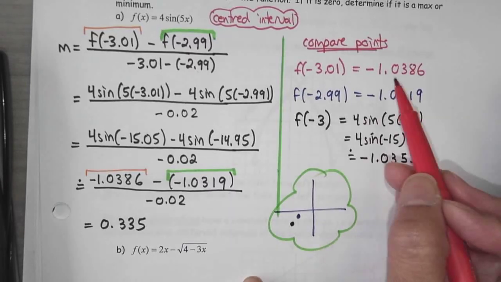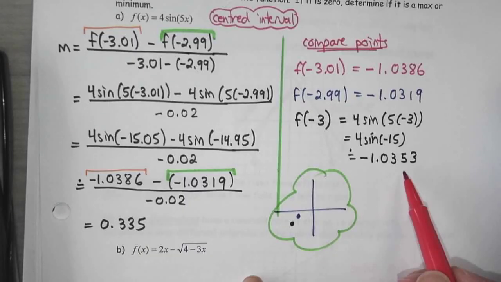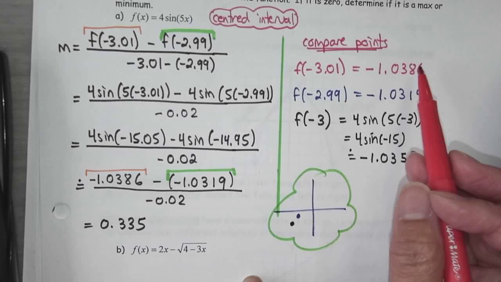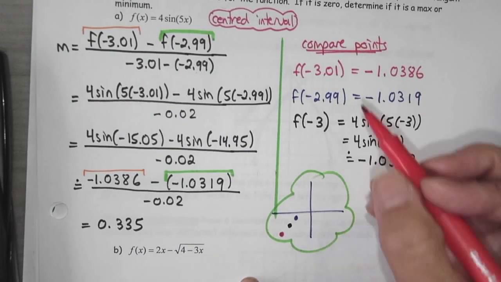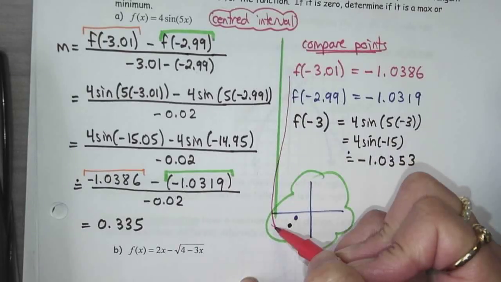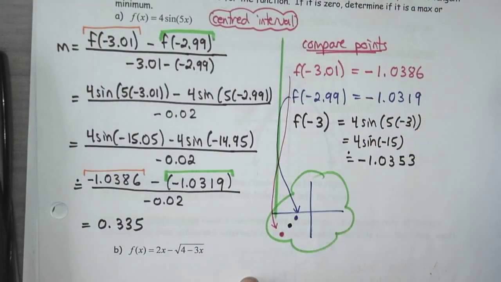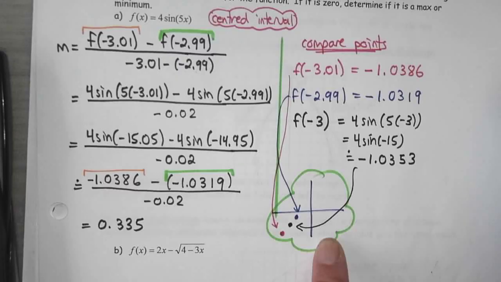Then this little red one here, 0.386. This is 0.353, that's 0.319. 0.386 is actually more negative, it's down here. So is that a max or a min? It's definitely neither. Does that make sense? Because this one is in the middle. So it is definitely not a max or min.